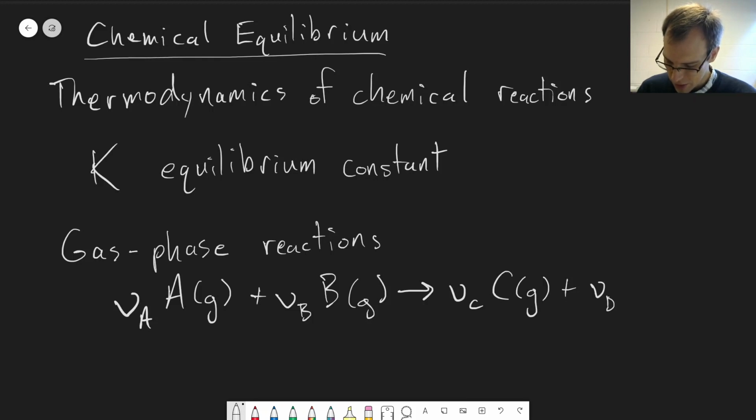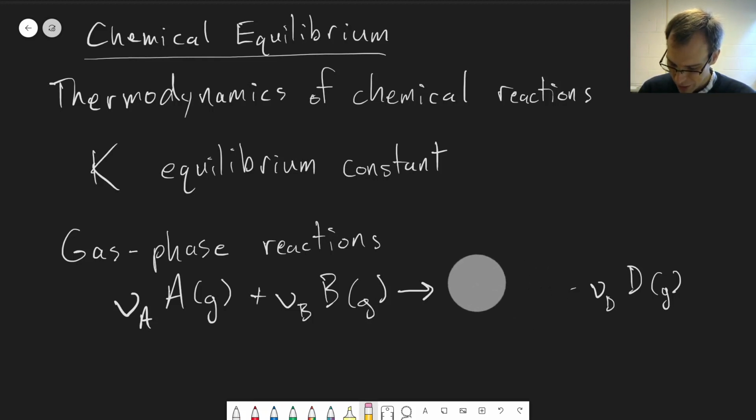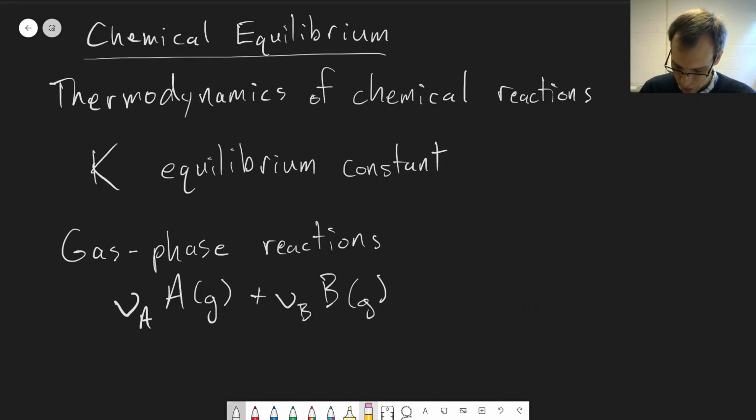Now, of course, these are just generic gases. This is not boron and carbon, this and deuterium, right? These are just A, B, C, and D. And actually, let me stick with my notes here, just to make it less confusing. We'll use Y and Z instead, and that way I don't have this mixed up with my notes.